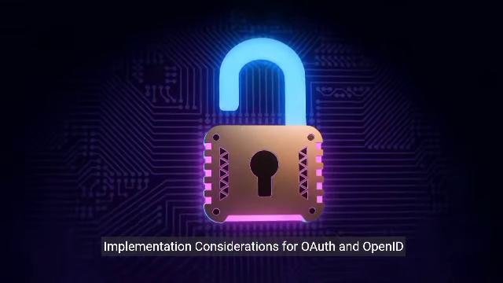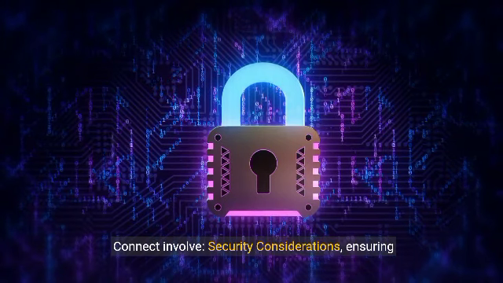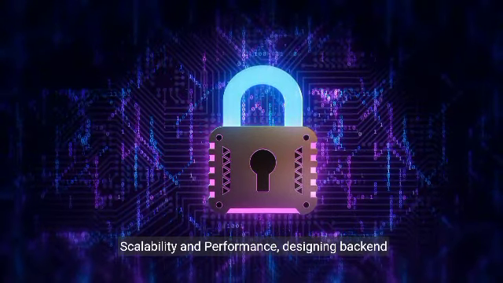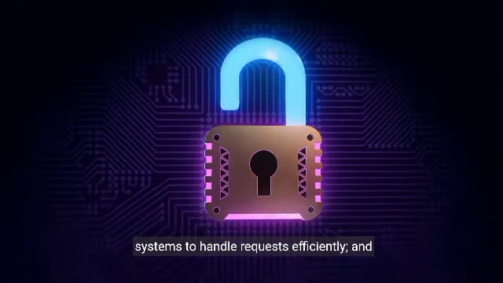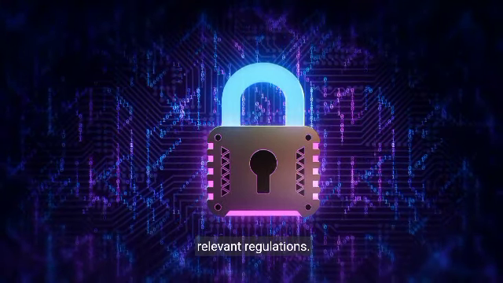Implementation considerations for OAuth and OpenID Connect involve security considerations, ensuring protection against common vulnerabilities; scalability and performance, designing back-end systems to handle requests efficiently; and compliance requirements, ensuring adherence to relevant regulations.